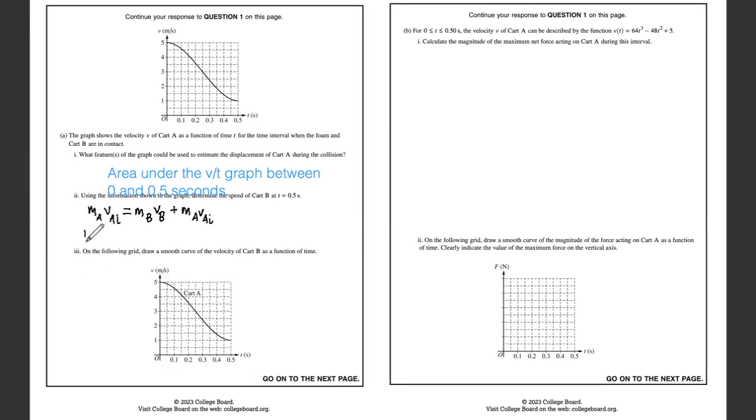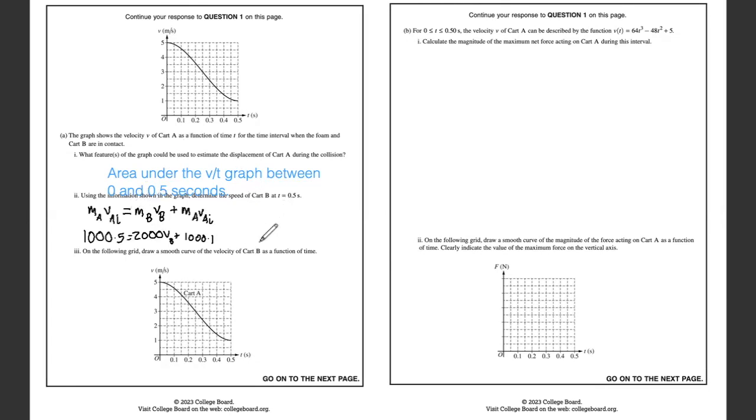So if we say that cart A is going to the right, then what we get is 1,000 times 5 is equal to 2,000 VB, which is what we're looking for, plus 1,000 times 1. We know that the speed of cart A after the collision is 1. What this would actually tell us is that VB is equal to 2. So in this case, it does work out that cart B is not going through.